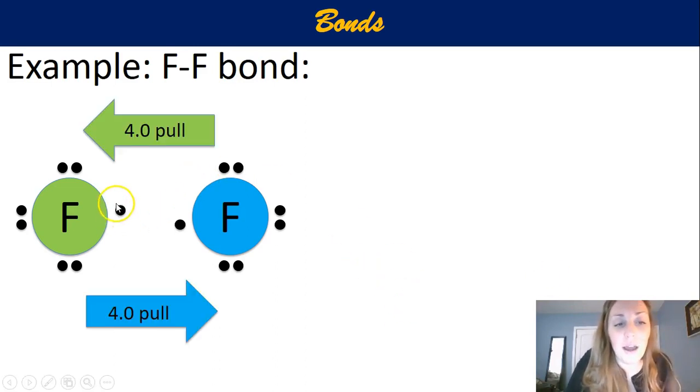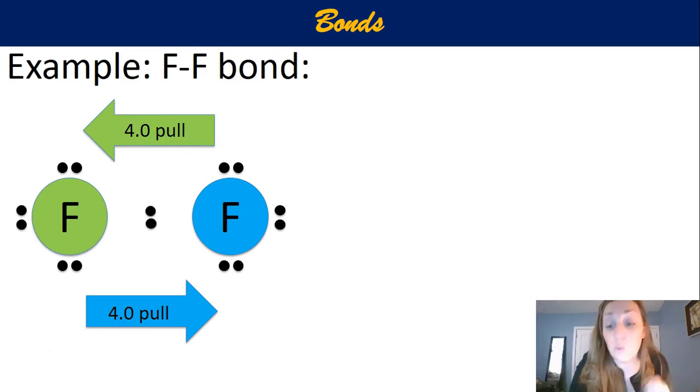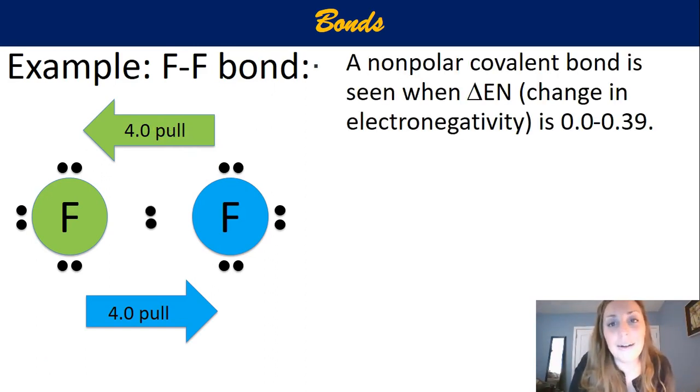We've got an electron here and an electron here that are close together, and they're both pulling on each other. This blue pull causes that, and this green pull causes that. They equally pull; they have an equal strength. So this is called a nonpolar covalent bond. This is seen when the change in electronegativity, that delta sign, that triangle means change, and EN is short for electronegativity, is between 0 and 0.39. The difference between 4 and 4 is obviously 0, so this is a nonpolar bond.